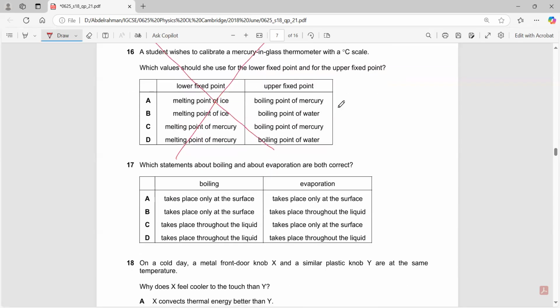Which statements about boiling and evaporation are both correct? Boiling takes place only at the surface. No, this is evaporation. Takes place through the liquid. Takes place only at the surface.